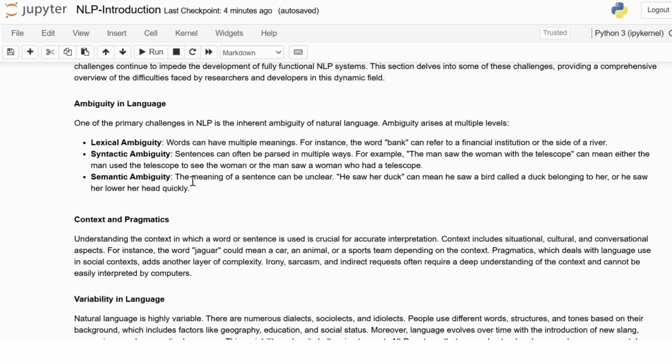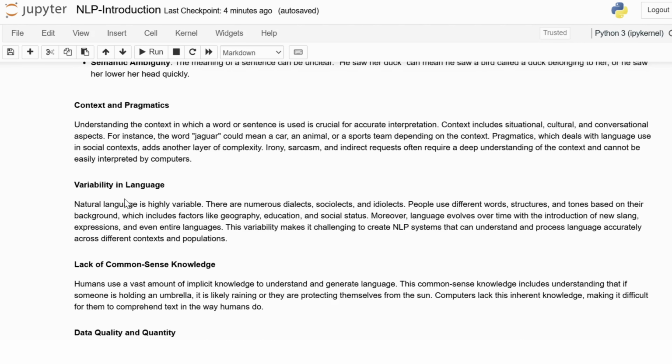And the last one is semantic ambiguity, in which the meaning of a sentence can be unclear. "He saw her duck" can mean he saw a bird called a duck belonging to her, or he saw her lower her head quickly. These ambiguities make it difficult for NLP systems to accurately understand and process natural language.